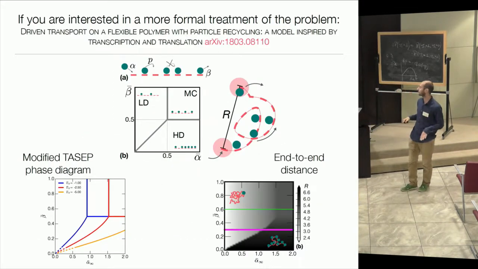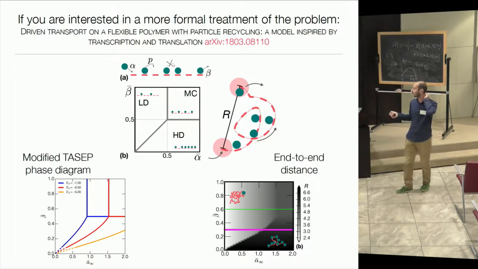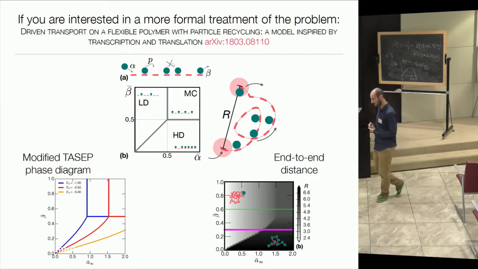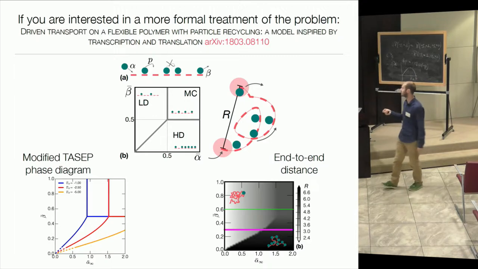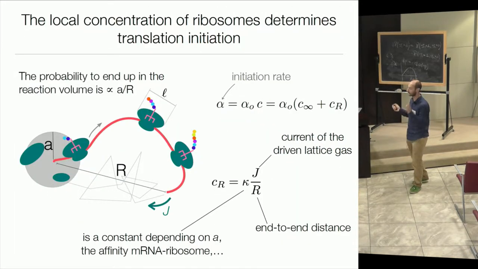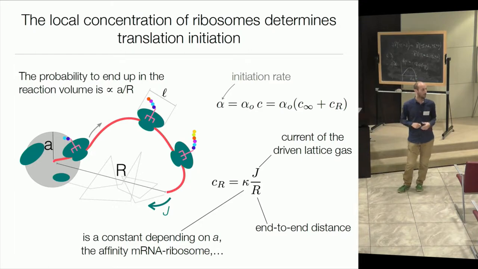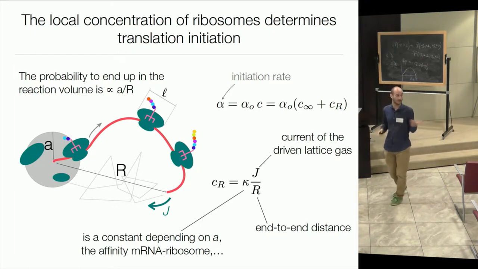If you want a better way of doing that, we have a preprint now in which we study in a more formal way the TASEP on a polymer, and we try to relate not only the transport but also how the polymer is changing when you put the transport on it. But I'm going to talk about a toy model version of it, because I think it's simpler to explain, and it's enough to explain the data actually.